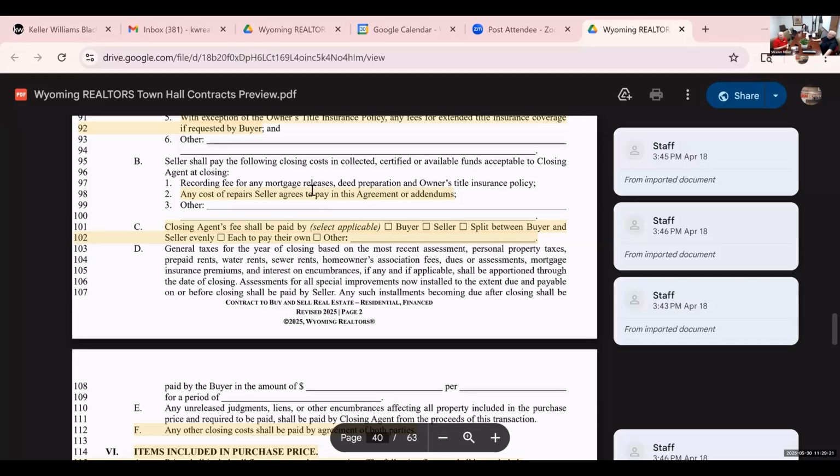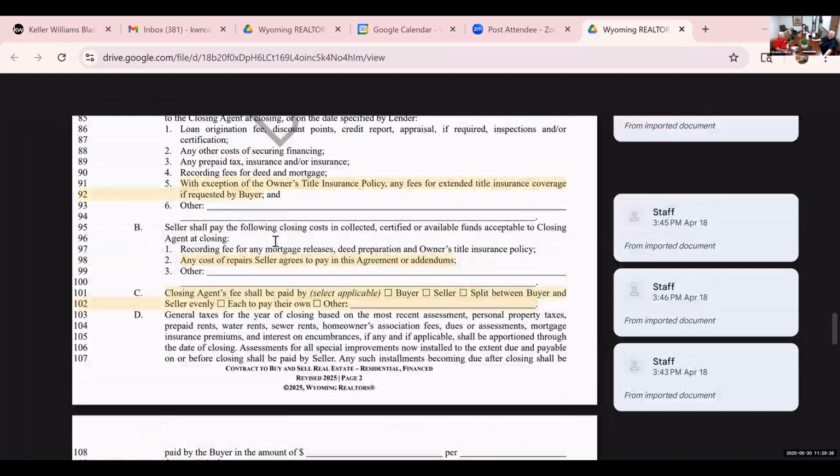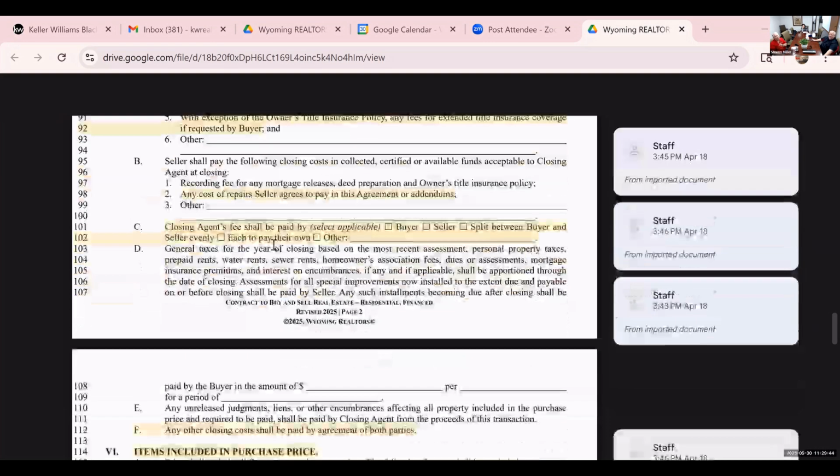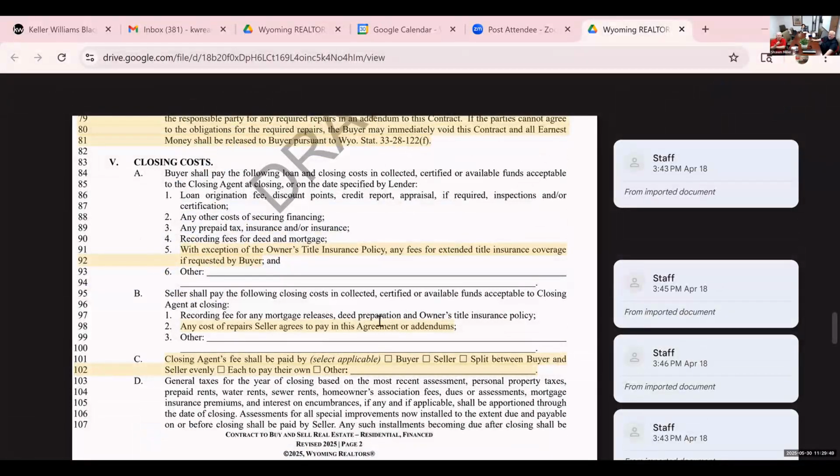This would only be if there was extra money in here, right? At the time of offer, I don't know where the time-bound part of it would be, but I don't like that line. The saving grace for me would be "any cost repair seller agrees to pay for in this agreement." Stop. It says agrees to pay for in this agreement.